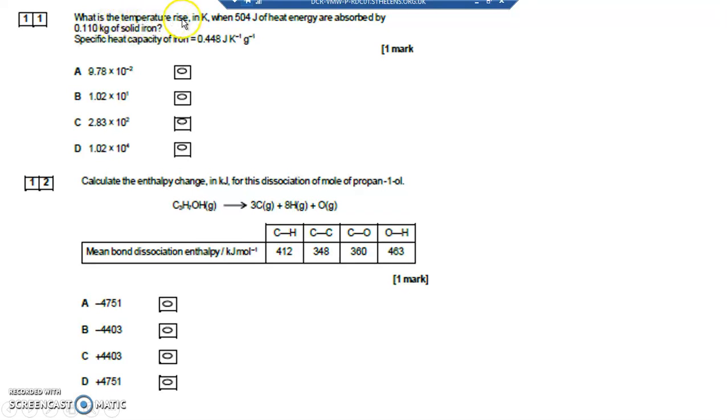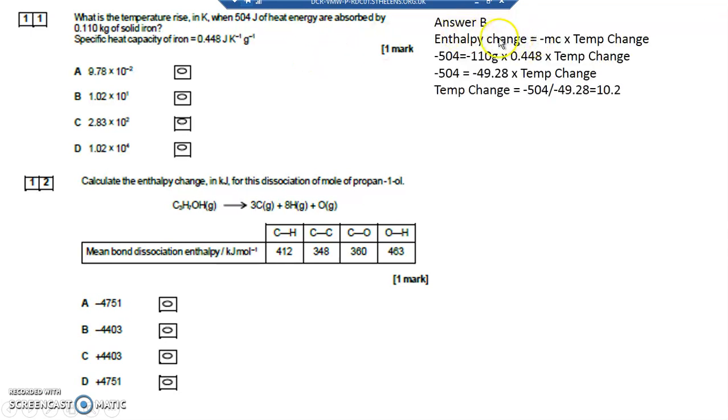Question 11. What is the temperature rise in Kelvin when 504 joules of heat energy are absorbed by 0.110 kilograms of solid iron? Specific heat capacity of iron is 0.448 joules per Kelvin per gram.